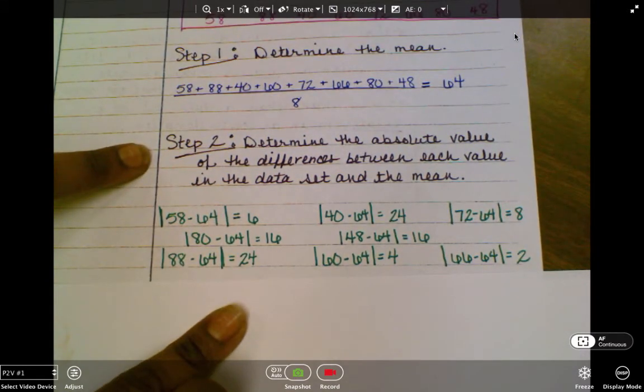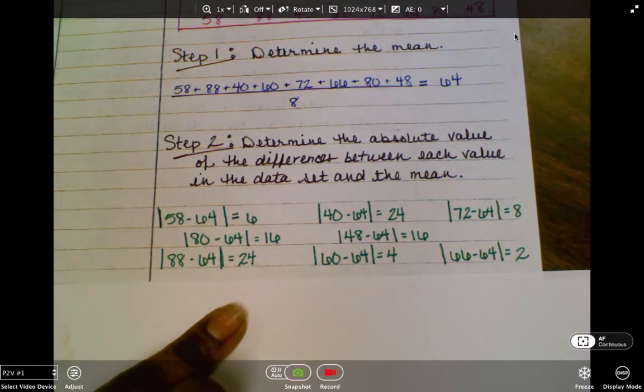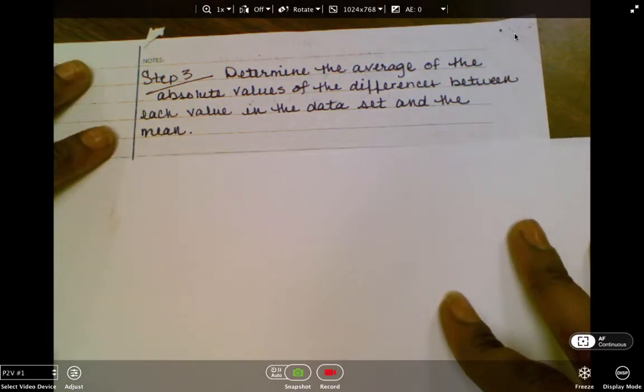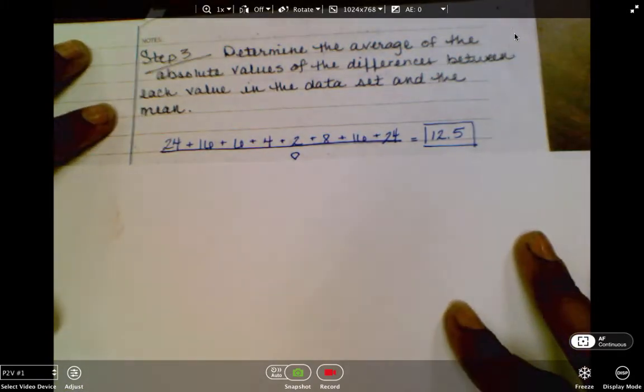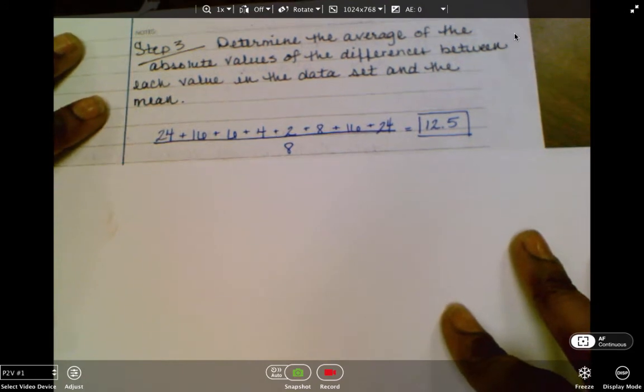And then last but not least, step 3: determine the average of the absolute values of the differences between each value in the data set and the mean. In other words, we're taking all of those differences that we found and finding the average of those.